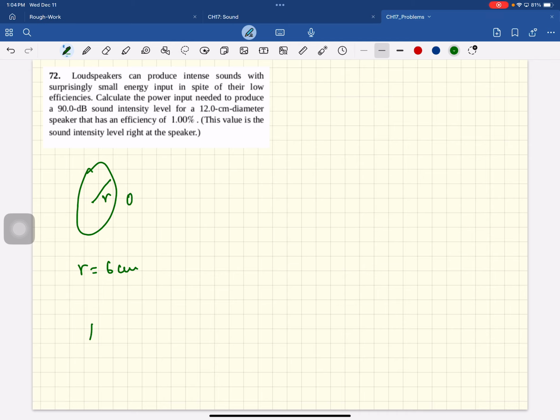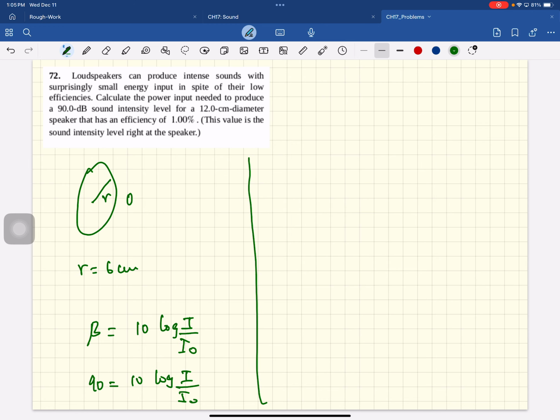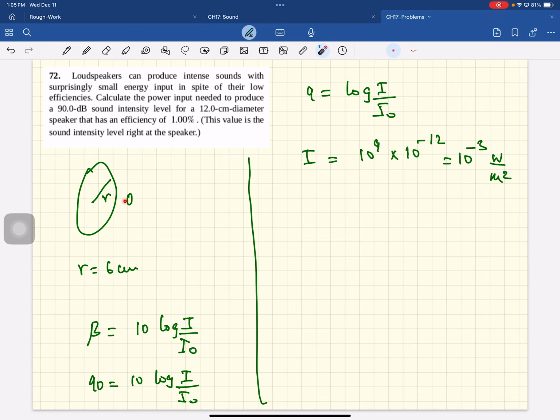Okay, so beta is 90. I'll go through this calculation fairly quickly. We've done this several times. What we're doing is we're finding the intensity of the sound wave. So 9 equal to log I over I naught. I is 10 to the 9 times 10 to the minus 12, equal to 10 to the minus 3 watts per meter square. So the intensity of the sound you're producing right next to the speaker is 10 minus 3 watts per meter square.